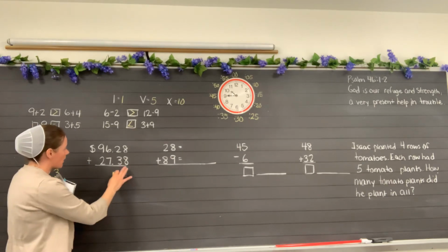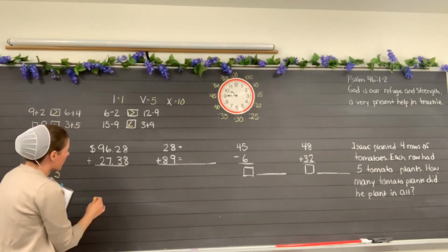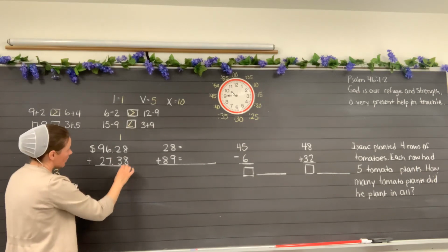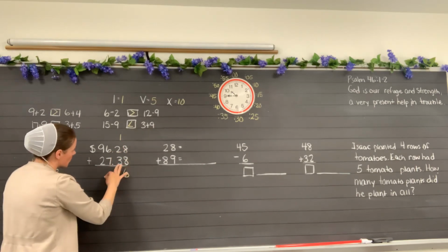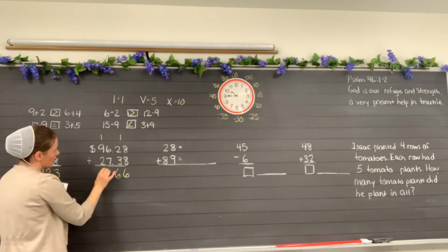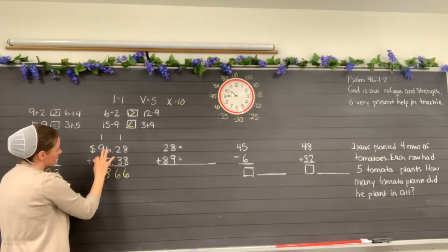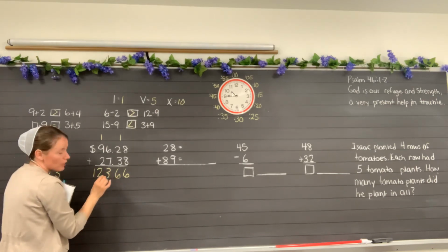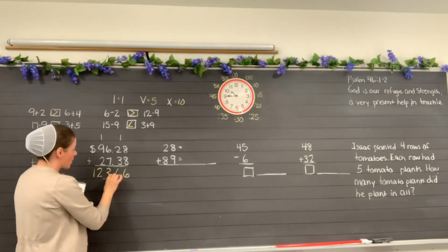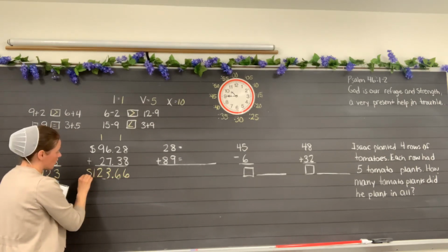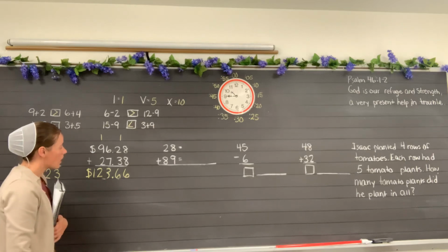Okay, for this one we have 8 plus 8 is 16. Carry your 1 up here and put your 6 down here. 1 plus 2 is 3 plus 3 is 6. 6 plus 7 is 13. 1 plus 9 is 10 plus 2 is 12. And don't forget your dollar sign, your decimal point. Decimal point goes after the first two numbers and the dollar sign goes all the way to the left.